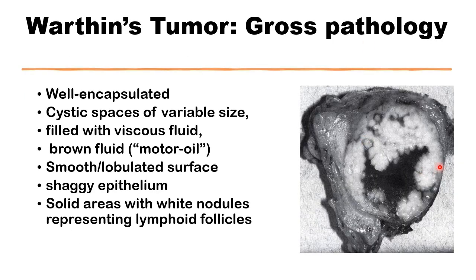In addition, there will be a shaggy epithelium and also solid areas with white nodules representing the lymphoid follicles. The fluid inside some of these cysts, particularly if they contain the high protein fluid or hemorrhage, would look dark in color, brown fluid, sometimes termed motor oil fluid.